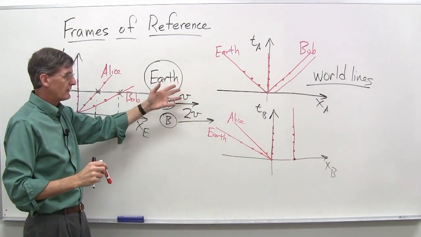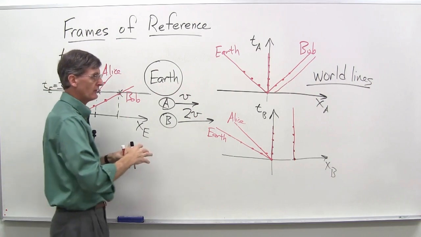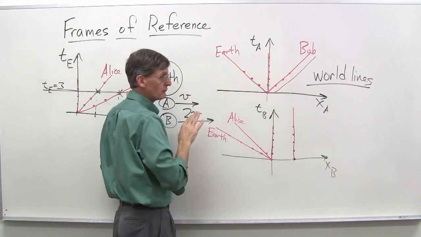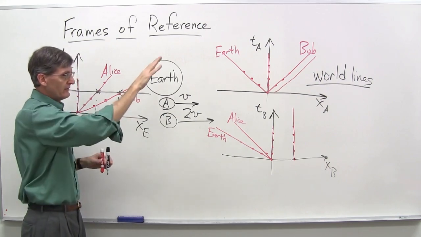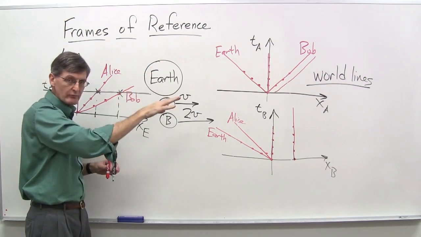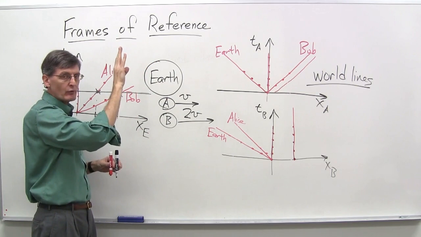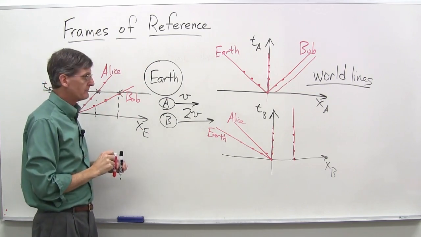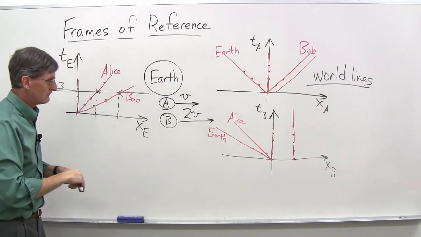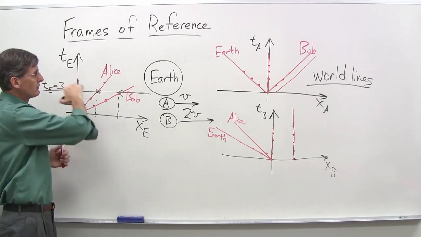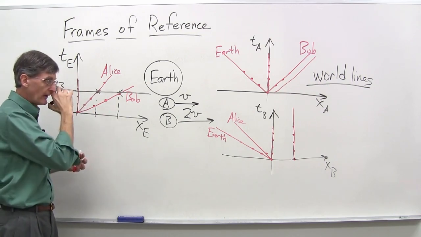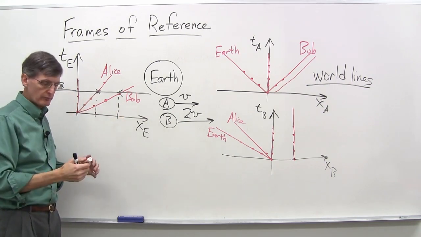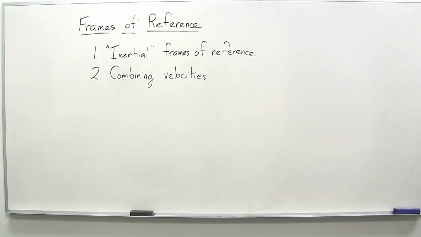Diagonal lines represent things that are moving. If it's tilted to the right, it's moving off to the right. Tilt to the left, it's representing something moving backwards. If it tilts down more, it means it's moving faster. If it tilts up more, it means it's moving slower. Okay, so that's just an application of what a frame of reference is, a definition of what a frame of reference is, and then looking at it from our space-time diagram perspective.